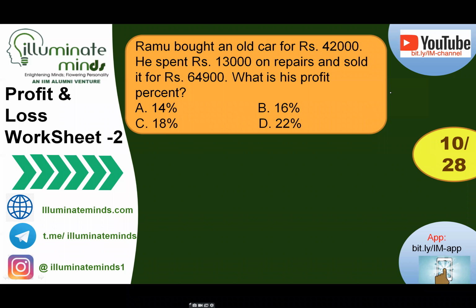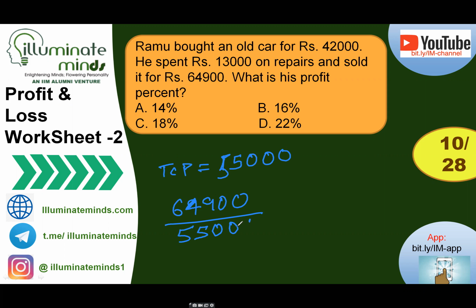Next one, question number 10. Ramu bought an old car for 42,000 and he spent 13,000 on repairs and sold it at 64900. It's a simple question. So total cost will become 55,000, right? And he sold it at 64900. So 64900 divided by 55,000. So this will become how much? 649 divided by 550, which will be equal to 1.18, which reflects 18% profit. Is this okay, guys?